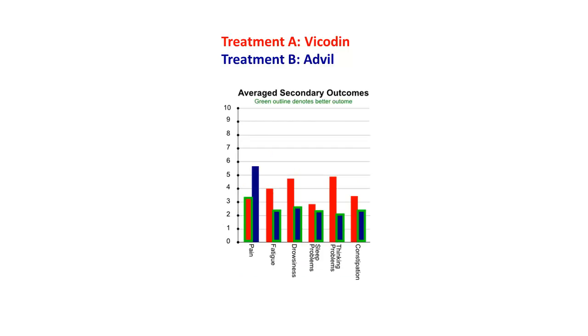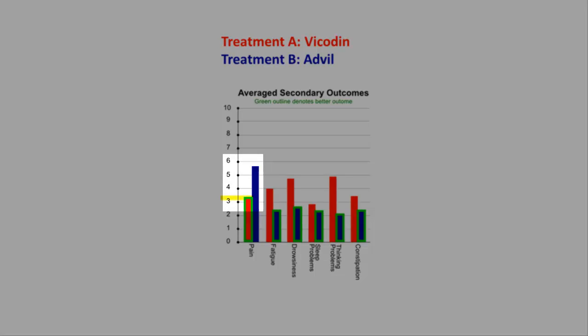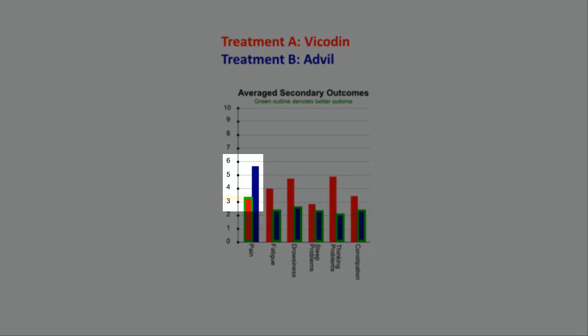This graph shows average scores during the trial for pain and a number of secondary measures, which include fatigue, drowsiness, sleep problems, thinking problems, and constipation. As in the previous slide, we have a 0 to 10 scale where lower scores are better. Looking at the first set of bars, the average pain level for this patient was about 3.5 on Vicodin and 5.5 on Advil.